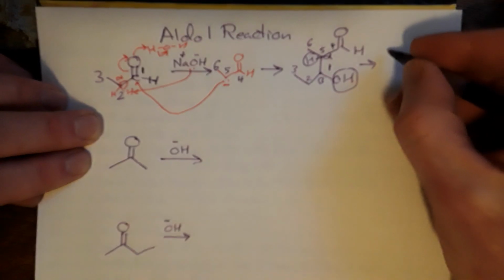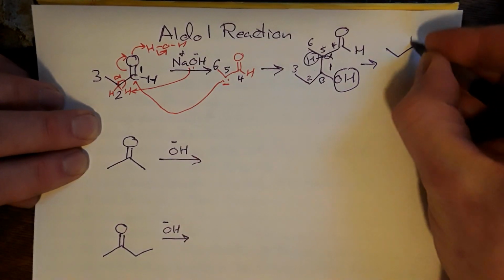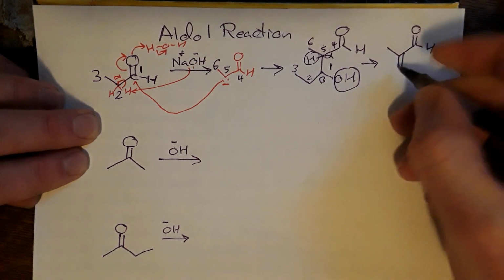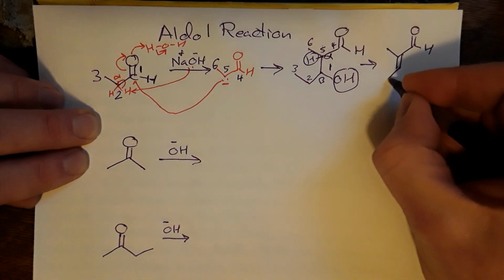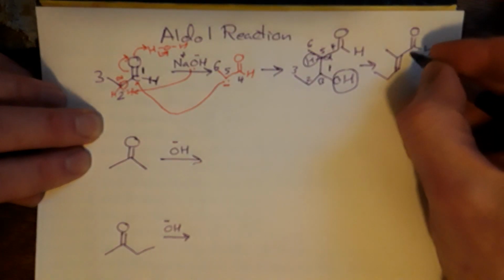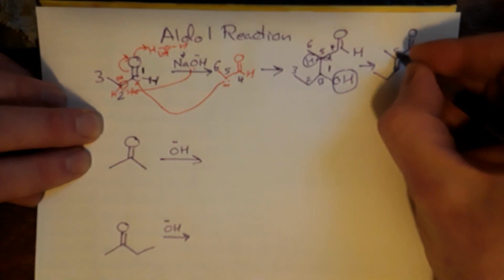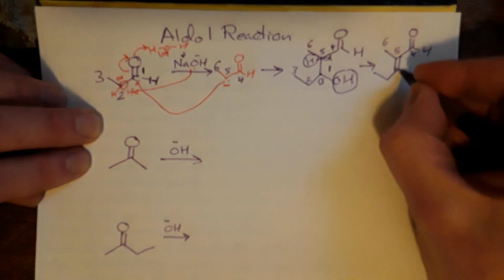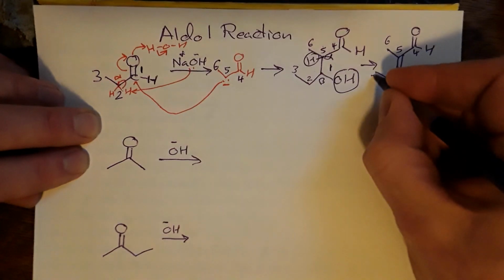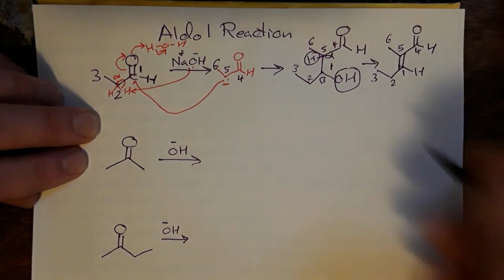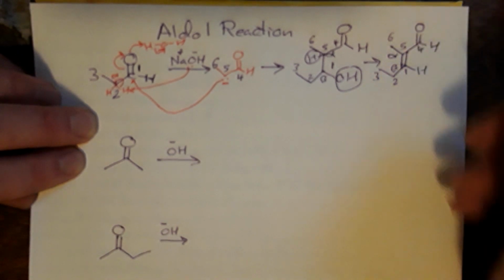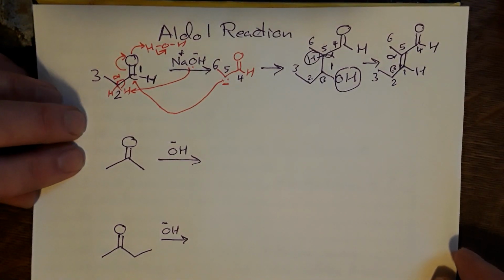There we go. So our final product then is this. And again, if we number it, it'll be clear what is being attached to what. Okay, so we have formed an alpha beta unsaturated aldehyde, connecting those together.